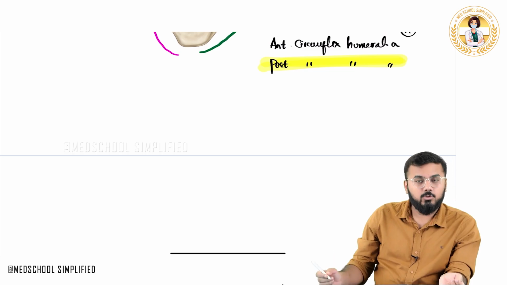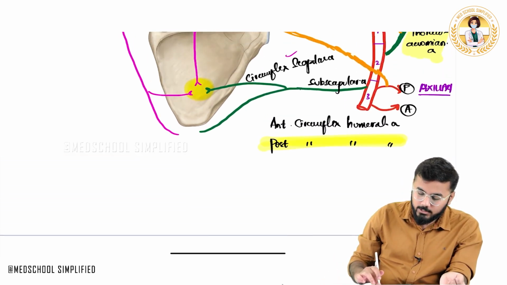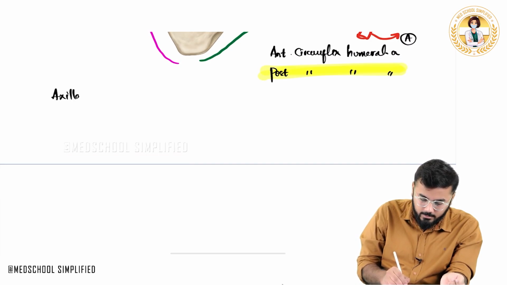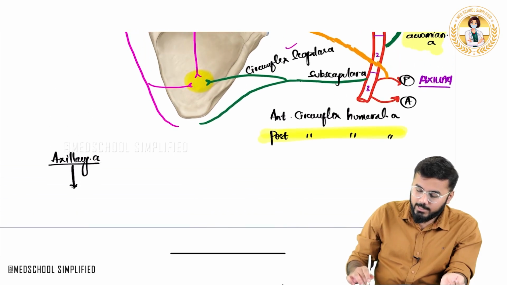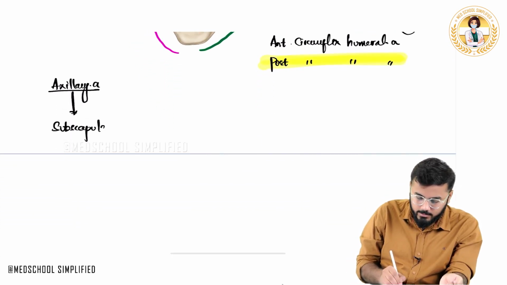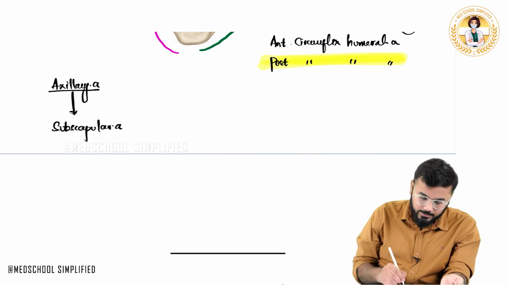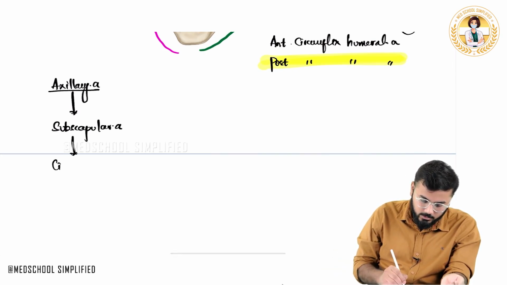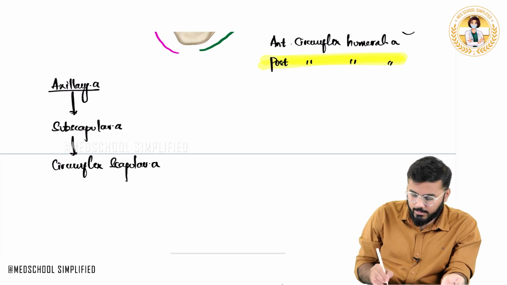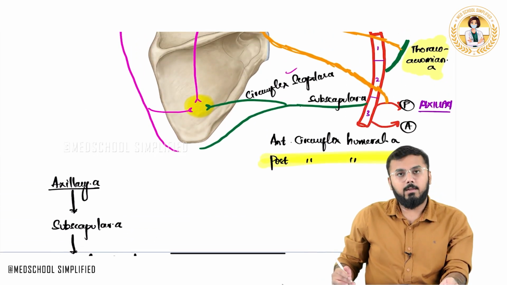So there are two anastomoses of the scapula, right? So what are these two anastomoses? Let us say from the axillary artery, we have got a branch, and that is called the subscapular artery. Okay, the subscapular artery in turn gives a branch. This is called the circumflex scapular artery.